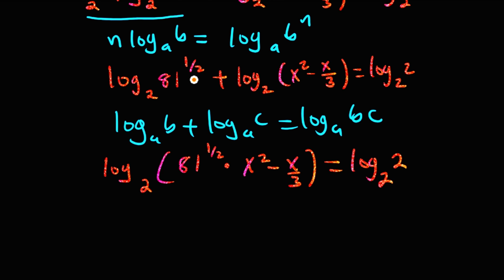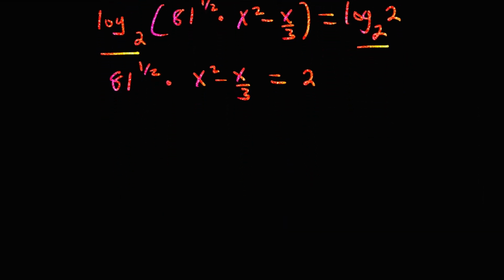As you can see, we have log to base 2 of a number and log to base 2 of a number, and they are equal. So it means the numbers themselves are equal. So we have 81 raised to power half times (x squared minus x) over 3 being equal to 2. Now we have gotten rid of the logs, so we just have numbers to deal with.